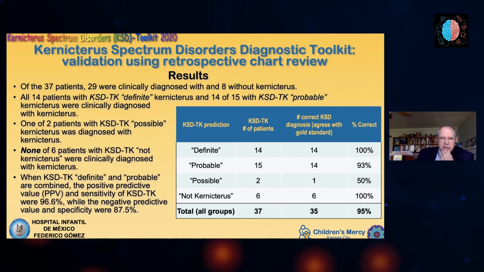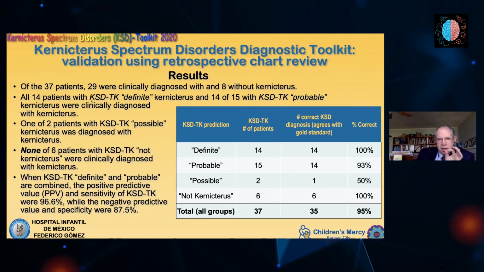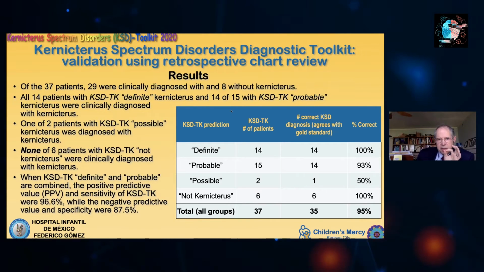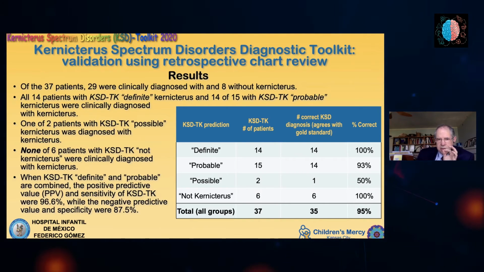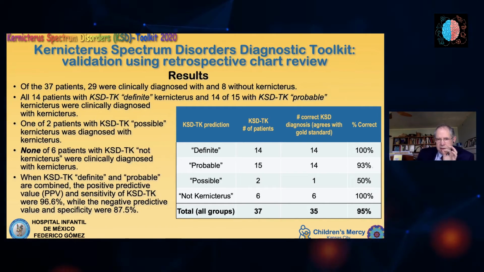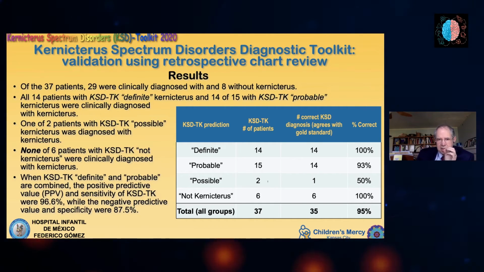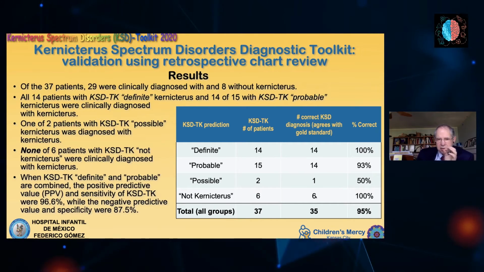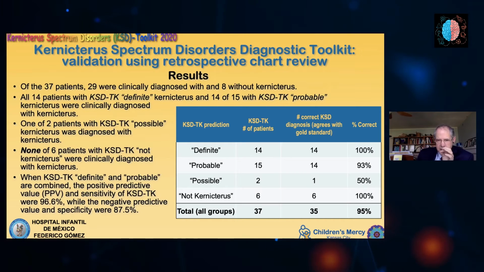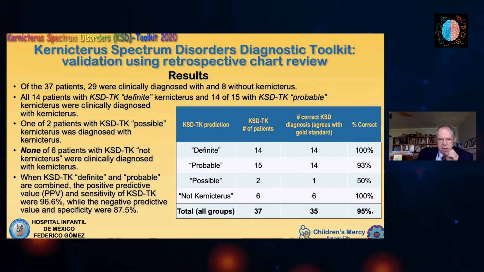Okay, I'll continue. The results are that there were 14 patients who the toolkit said had definite kernicterus, and 14 of 15 who were probable, who all were clinically diagnosed with kernicterus. So 100% of the definites by the toolkit and 93% of the probables were correct. If the toolkit said possible, one was kernicterus, one was not, 50%. And if it said not kernicterus, all of them said not kernicterus, so that was 100% correct. So the total for all groups was 95% correct.